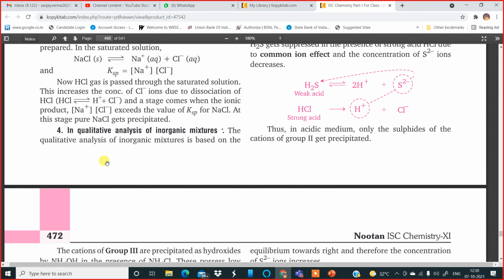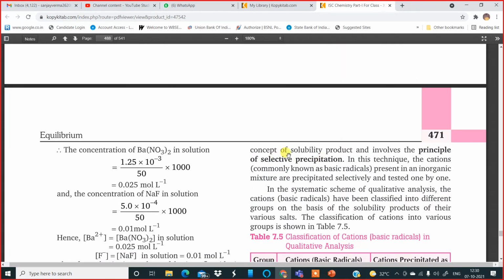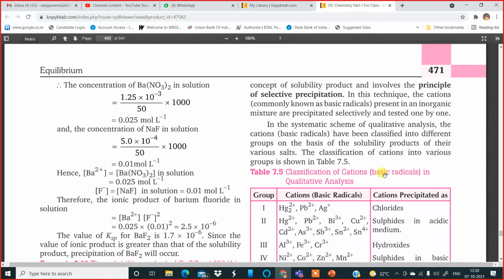In practical chemistry, you must have seen in the practical instructions that during qualitative inorganic analysis there is a chart where I have shown you how to separate the metallic ions or the basic radicals present in various groups. So the qualitative analysis of inorganic mixtures is based on the concept of solubility product and involves the principle of selective precipitation. In this technique, the cations, commonly known as basic radicals, present in an inorganic mixture are precipitated selectively and tested one by one. So, in the systematic scheme of qualitative analysis, the cations have been classified into groups on the basis of solubility products of their various salts.